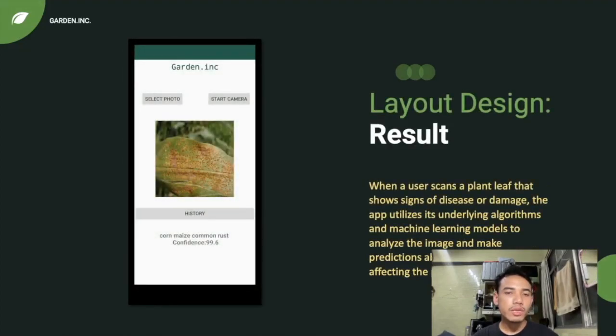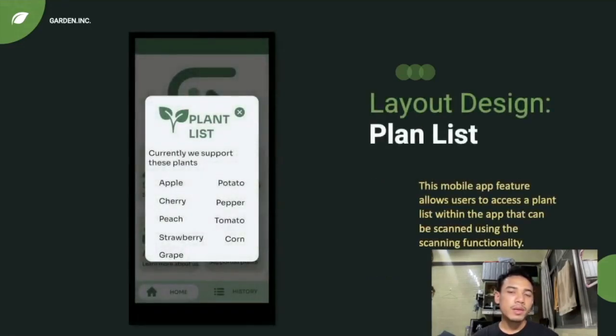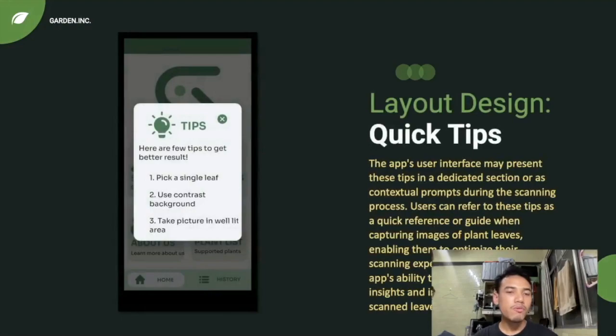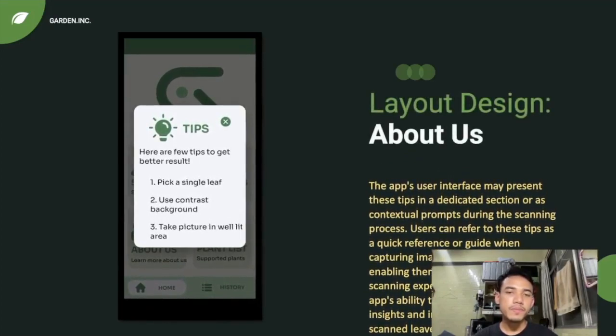And here is the example of the results. So after we choose the image, whether from the photo or the camera, it will detect the plant disease and the confidence score. And here, before we use the scan, we have some instructions like what plants are supported with this image and what should be done. And here we have a plant list, and here we have the tips for beginner users using this app.